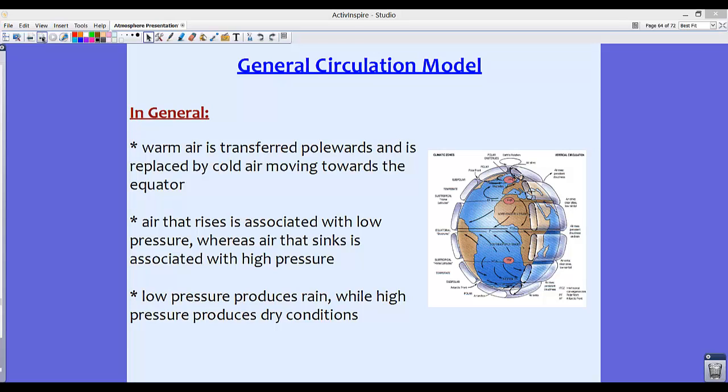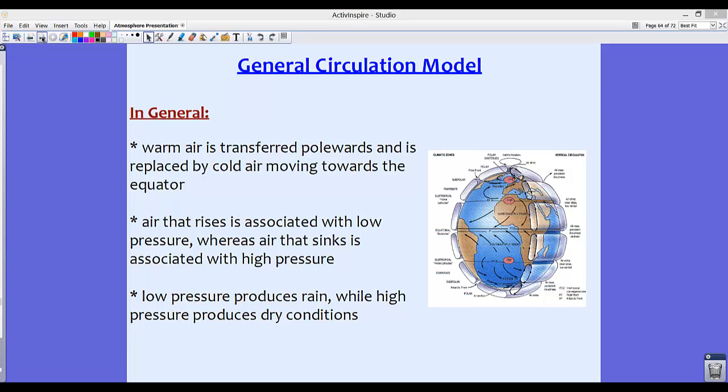So remember, our general circulation pattern: warm air will rise from the equator and move towards the poles. Also, air that rises is associated with low pressure, whereas air that sinks is associated with high pressure. And this becomes important in the next section when we start talking about weather formation. And finally, low pressure produces rain, while high pressure produces dry conditions.